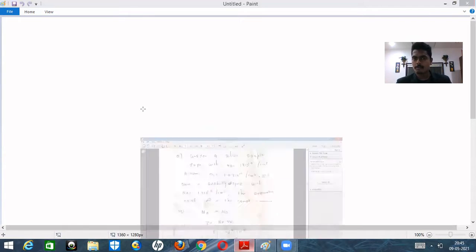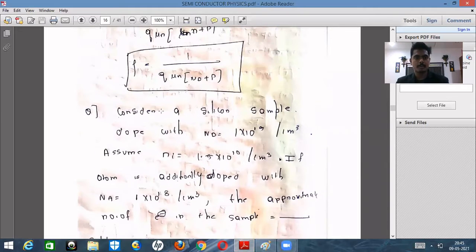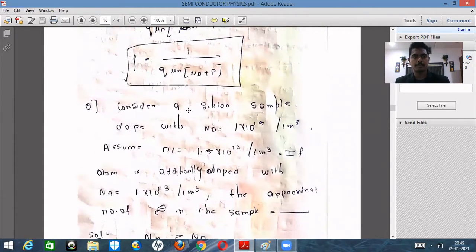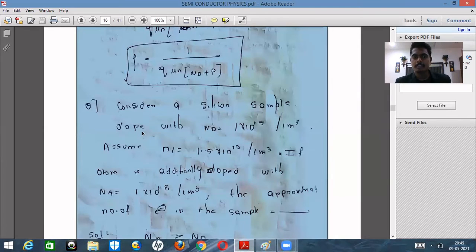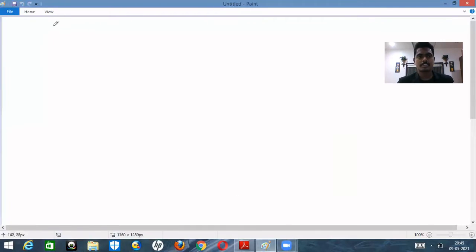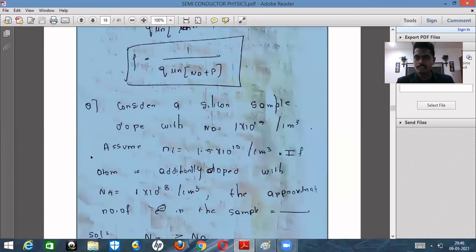So let's move on to the first problem. You can see the first problem on the screen. Consider a silicon sample doped with Nd. Nd is nothing but the donor concentration. So Nd is equal to 10 power 15 per centimeter cube. Always remember, in the complete EDC course we will discuss all measurements in centimeters only. So remember that. You can note this problem and solve it yourself, and if you do not get the answer, then you can see the solution. Right, we will move on.